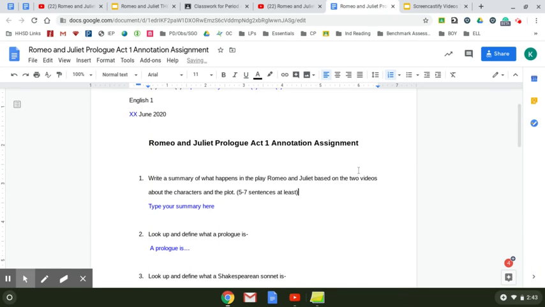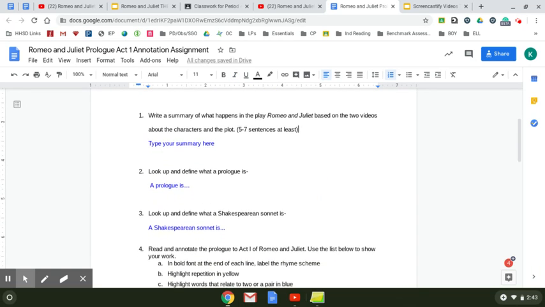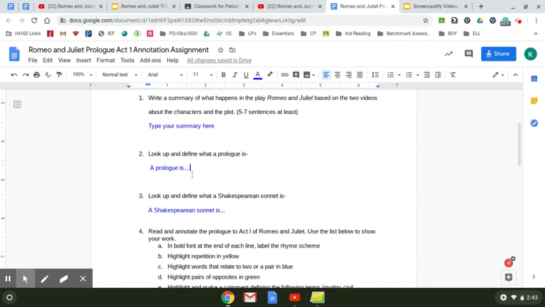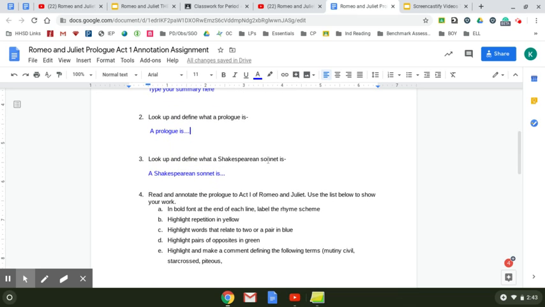Okay. Because Romeo and Juliet is the name of a literary work, I should put it in italics. Next thing you're going to do is look up and define what a prologue is, and then you're going to fill in your answer here. Last thing, you're going to look up and define what a Shakespearean sonnet is, and your answer is going to go here.